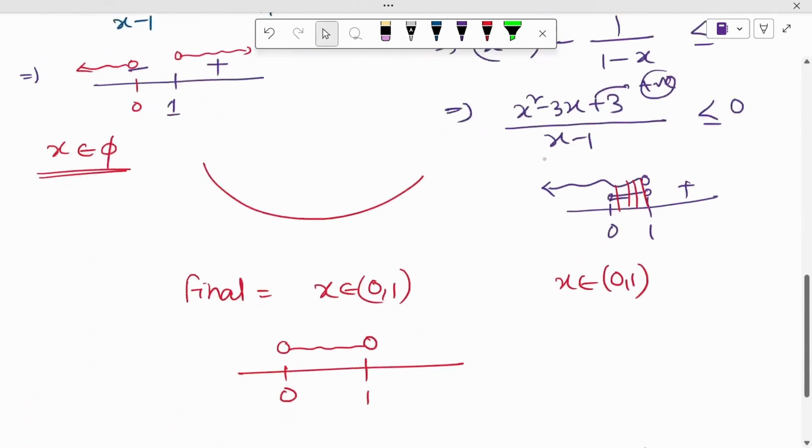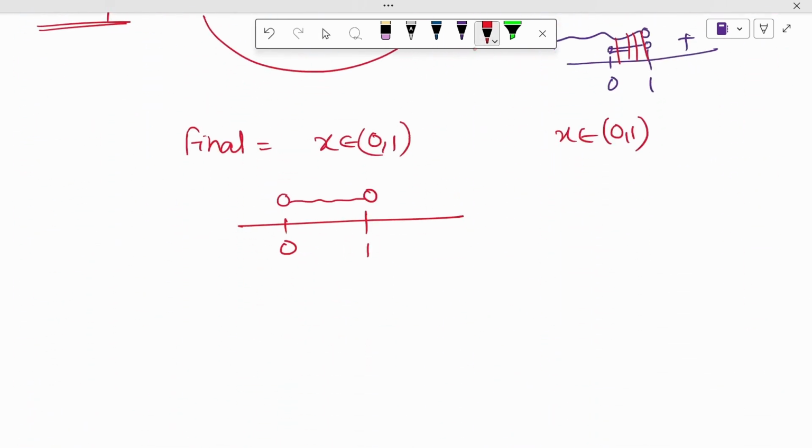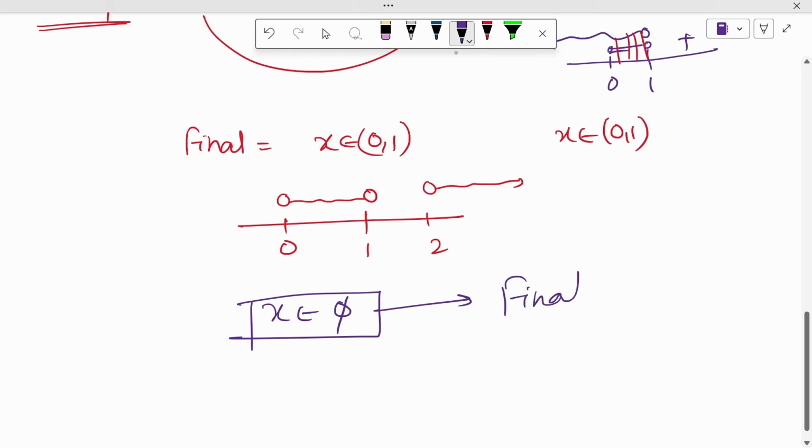So here the domain is saying x should be greater than 2, and initially we got x belongs to 0 to 1. So the intersection of both answers will be empty. So x belongs to the empty set. This is our final answer. Because we need to define the log terms. Initially, after doing case 1 and case 2, we got the result as x belongs to 0 to 1. Again, we need to define the log terms. So when we define the log terms, we get the final answer as x belongs to the empty set. That is our final answer.